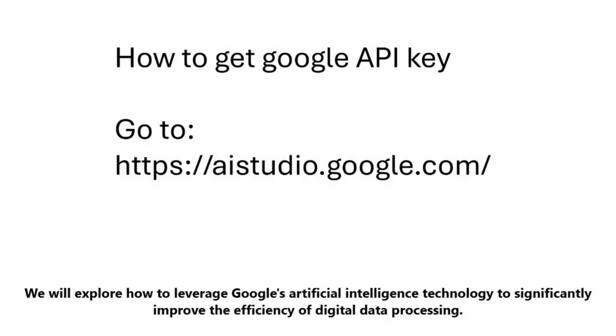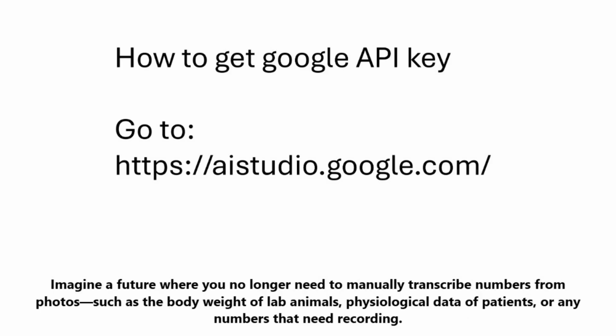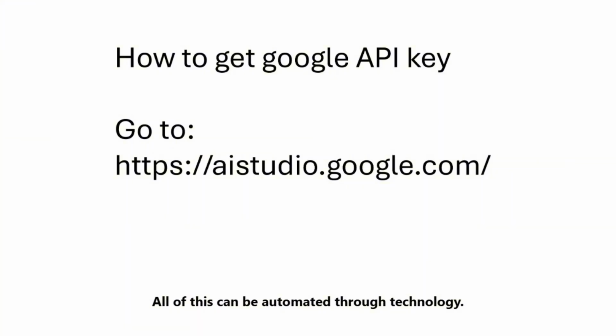We will explore how to leverage Google's artificial intelligence technology to significantly improve the efficiency of digital data processing. Imagine a future where you no longer need to manually transcribe numbers from photos, such as the body weight of lab animals, physiological data of patients, or any numbers that need recording. All of this can be automated through technology.